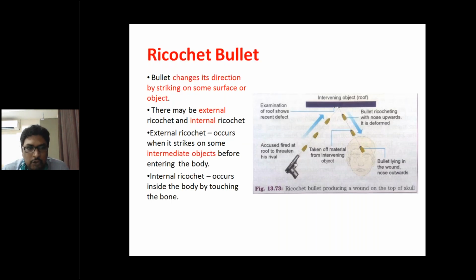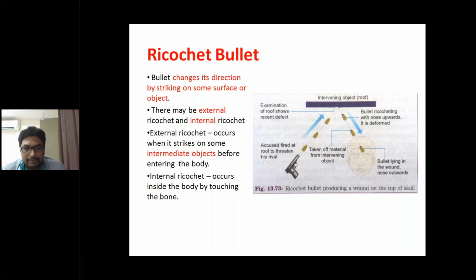Next one is ricochet bullet. What is a ricochet bullet? The bullet which changes its direction by striking on some surface or object. So before hitting the target, if it is hitting any other surface, then we call it a ricochet bullet. So the bullet changes its direction by striking on some surface or object before hitting the target.